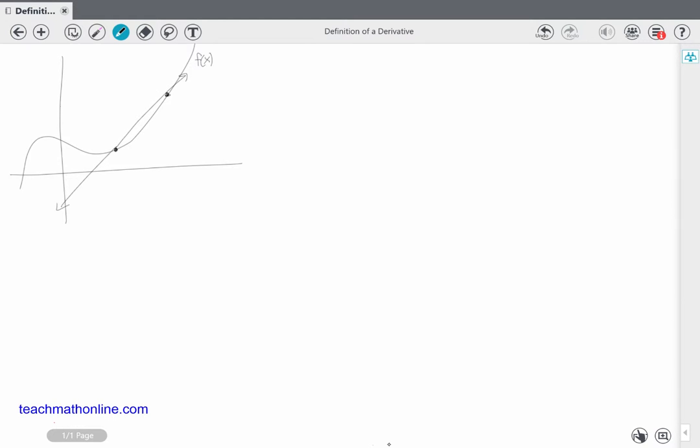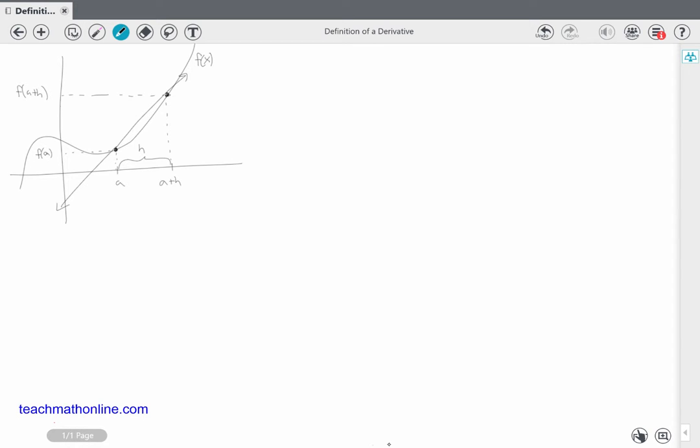So let's say that this first point is A, so we know that the corresponding y value is going to be f of A, and the second point, let's say the distance between these 2 points is going to be h, so the second point will be A plus h, and the corresponding y value to that point is going to be f of A plus h.